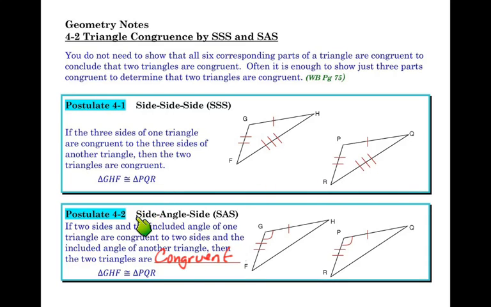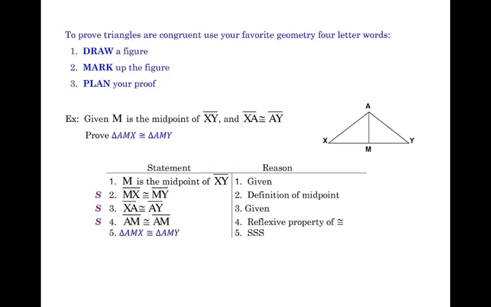We can also have side angle side, which means if I have a side, an angle, and a side, and it's key that the angle is included, so it can't be this angle over here. So the angle between two sides, if that's congruent between two triangles, then those triangles are congruent themselves. So we're going to use those to develop different proofs.